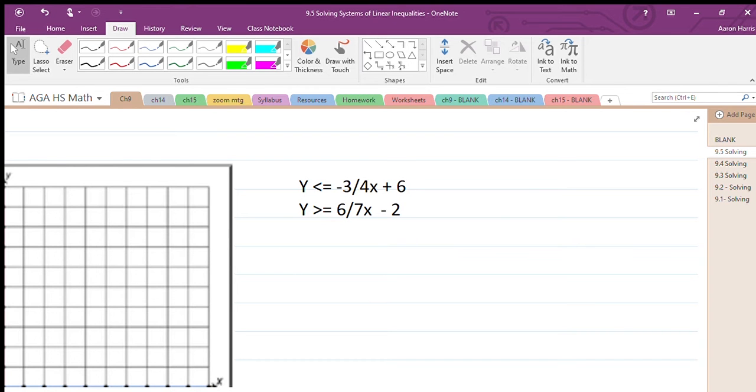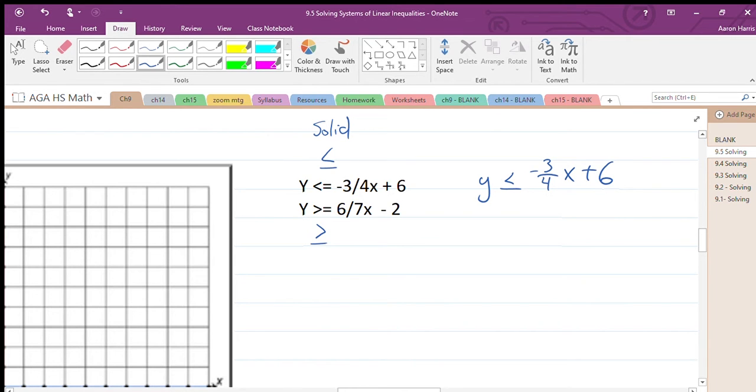Example number 2. Now, what does this say? That says less than or equal to. So I could do less than or equal to. What's this say? Greater than or equal to. So what kind of lines are we going to get? Solid lines. Does that make sense? So now let's look at this. Y is less than or equal to negative 3 over 4 x plus 6.